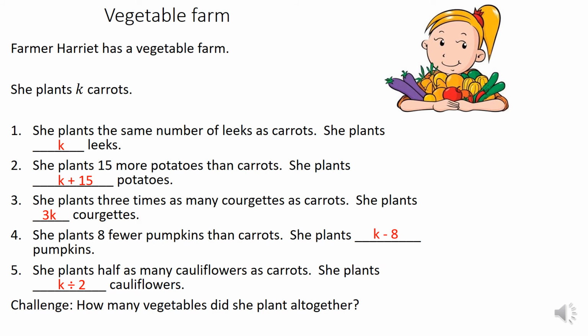Okay, so if you bring all our K's together, how many K's did we have? And then we bring our numbers together when we collect those terms. And what number did we end up with? Our final answer should have been 6.5K plus 7. Well done if you got that correct.